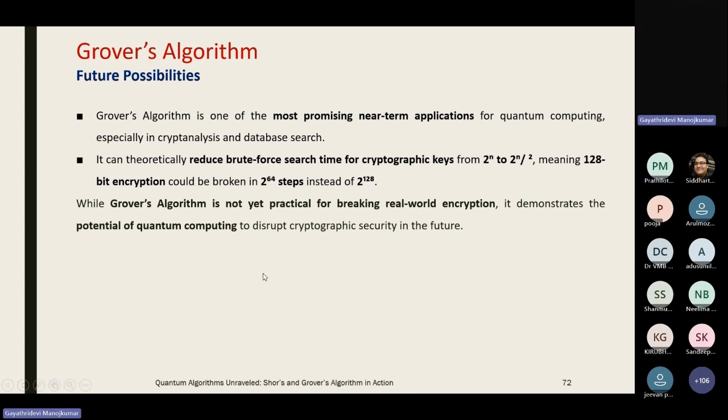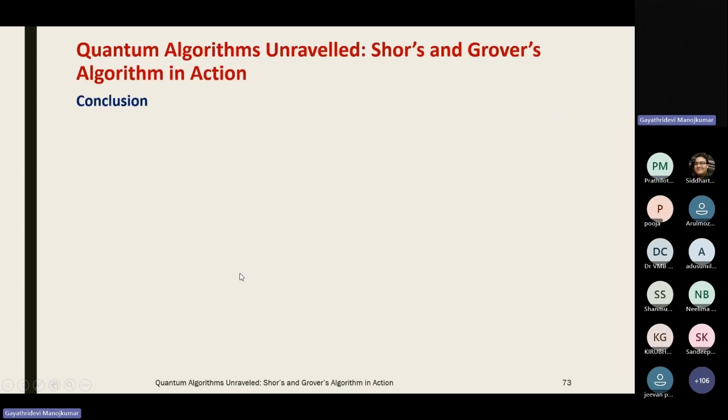That is, it can go from 2 to the power n to 2 to the power n by 2, which means that I can reduce the cryptographic key search to 2 to the power 64 instead of performing 2 to the power 128. This can also be done because, with the help of searching, the prime factorization can be easily available. So it is demonstrated in the potential world with the help of it.